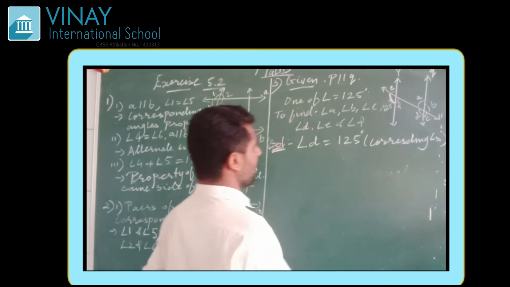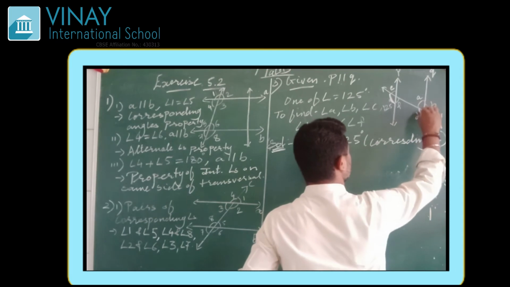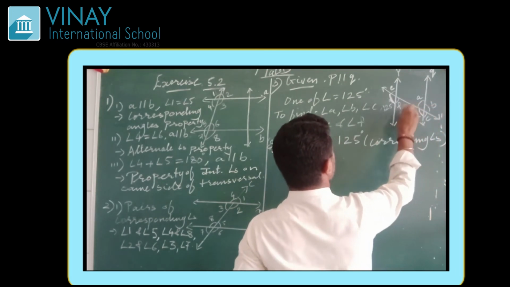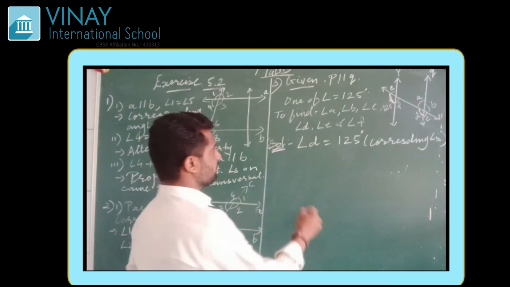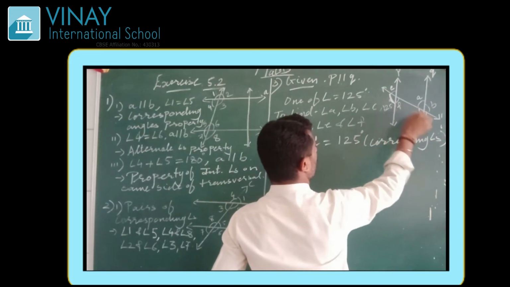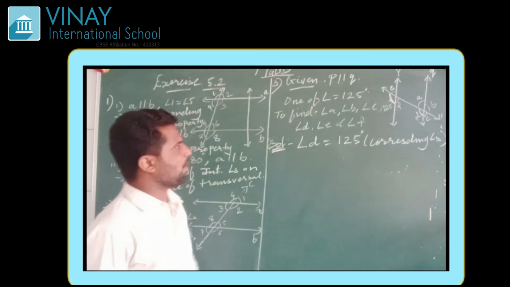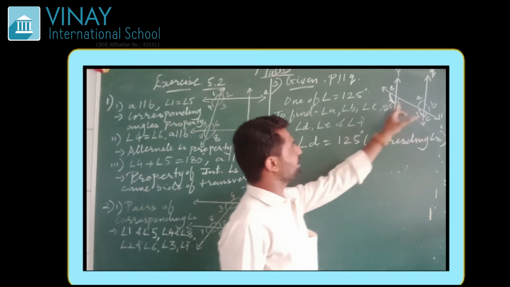Now once we get angle D, we can also get angle F. Angle D and angle A both are interior angles on the same side of the transversal.